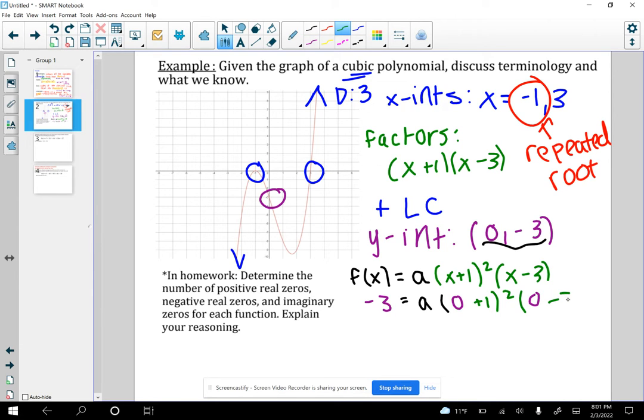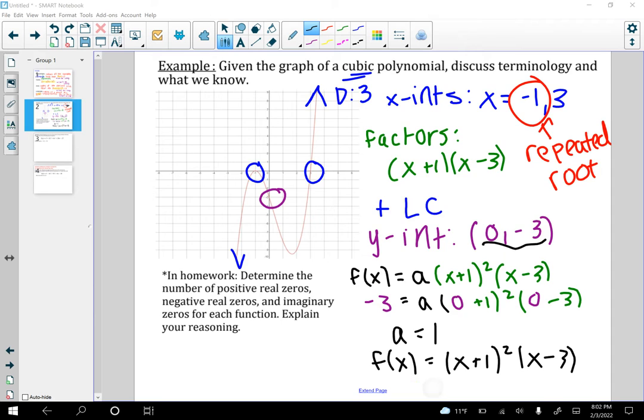To save some time here, and for the sake of my struggling with my tablet, I'm going to tell you I got an a value of 1. So I know this equation would be (x plus 1) squared times (x minus 3). Okay, that's something else we know from this graph.